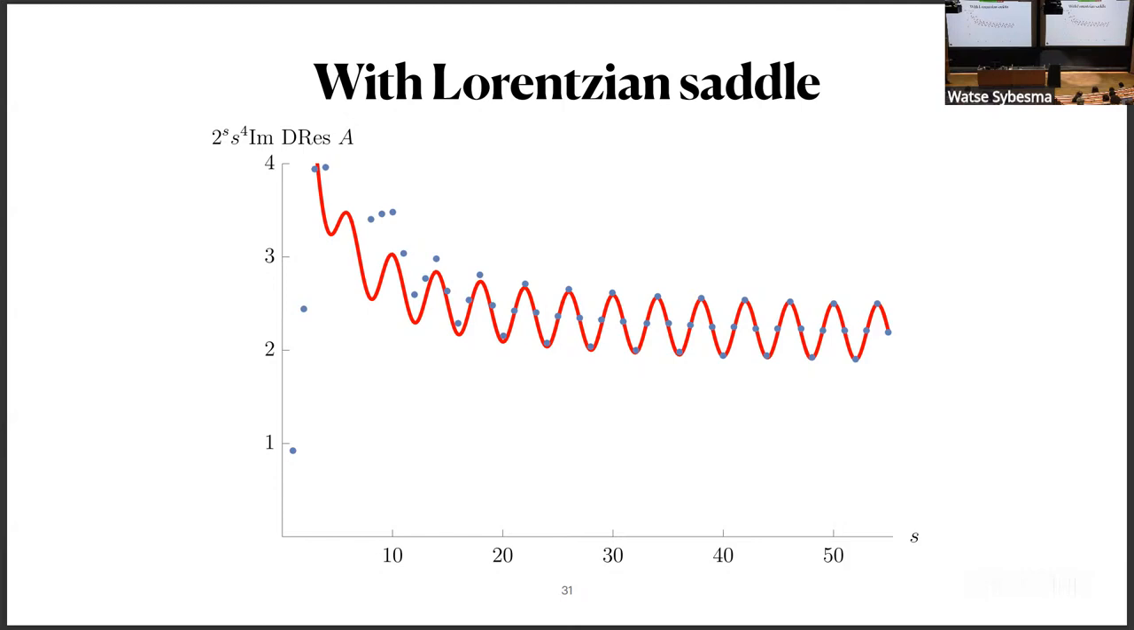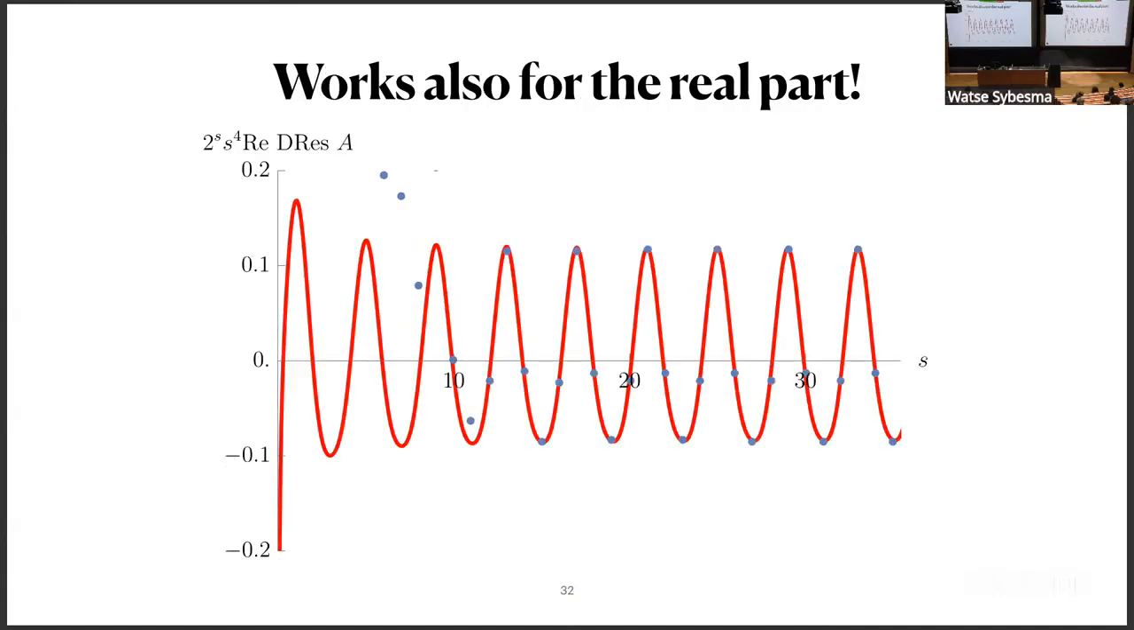Notice again, this is true for large s, so the fact that this doesn't match here is not a problem. And so this is the imaginary part. We can also do it with the real part. So the real part, from the Gross-Mende prediction, asymptotically is actually 0, because the one loop saddle point approximation around the Gross-Mende saddle is purely imaginary.